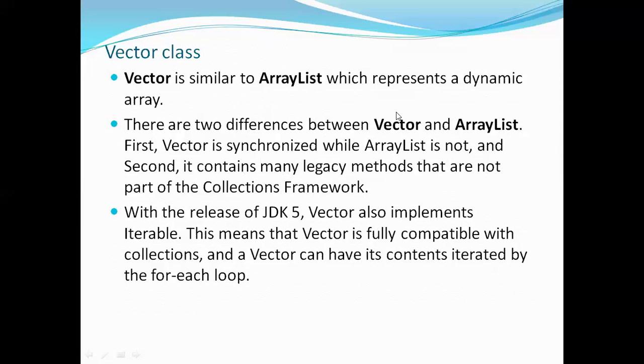And one more thing, it contains many legacy methods that are not part of the collection framework. Before JDK 5, that is before the collection framework, vector also implemented iterable. This means vector is fully compatible with collections, and a vector can have its contents iterated by the for loop. So using an iterator, you can generate that.